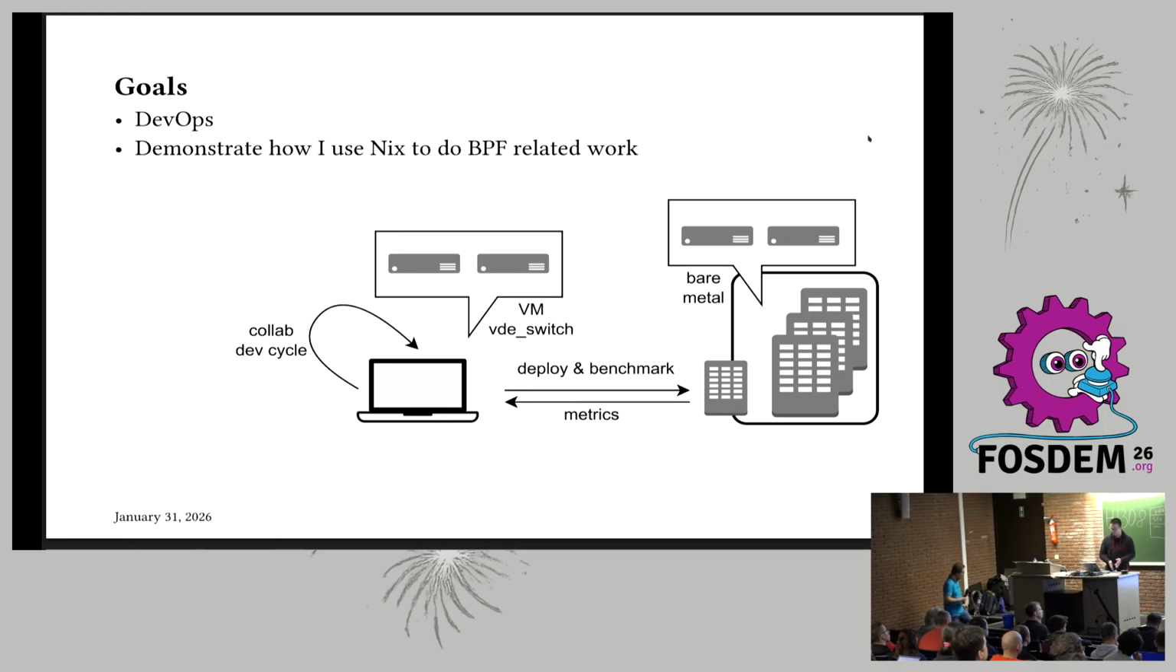Okay, so this talk is meant to demonstrate how I use Nix to do eBPF related work. The overall cycle is I use this specific laptop to do collaboration and dev cycles, and then use QEMU and vde_switch to do virtualized networking between the virtual machines, and then use a specific deployment tool that my supervisor wrote to deploy into the HPC system at the cluster where I work. And then I collect live metrics from the system as well.